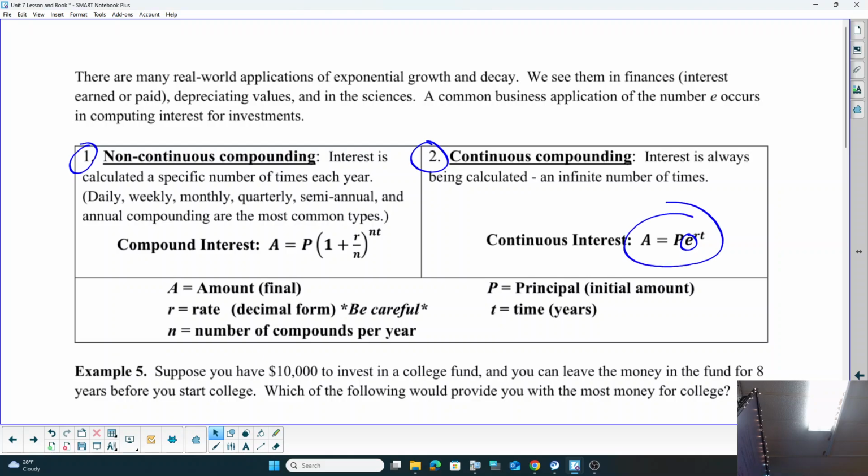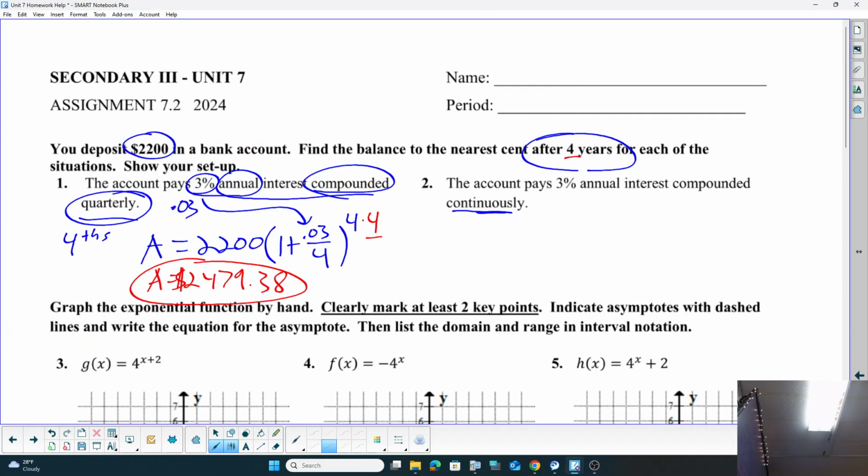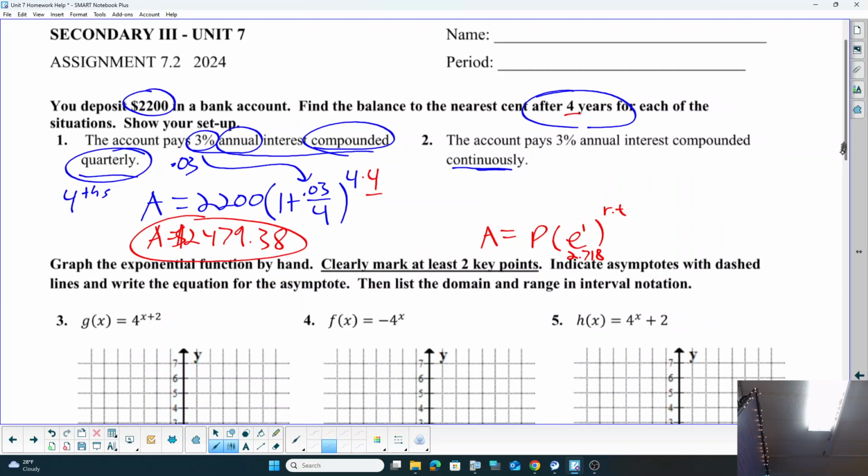So A equals P e to the RT. The principal times e, which is 2.71828, to the RT power. So rate times the time. And so just plug those in and get your answer.